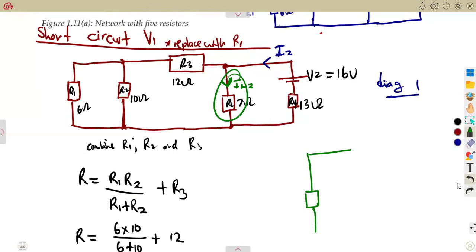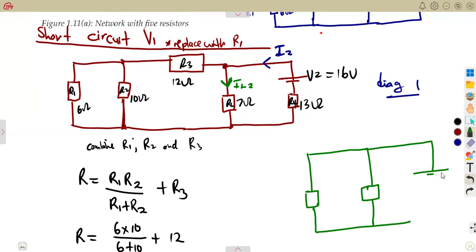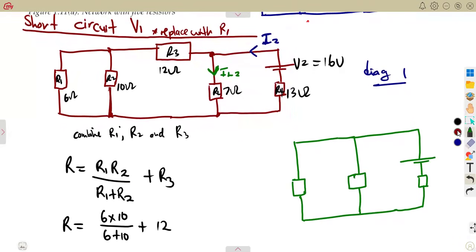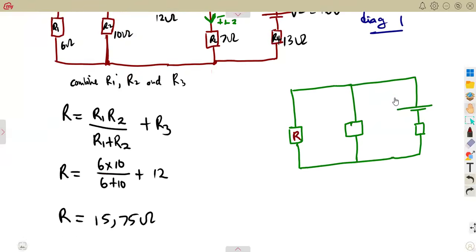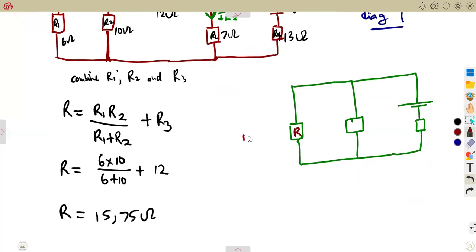Meaning to say we're going to have the load resistor. It's not going to be affected. The load resistor is going to remain connected to the supply, which is our V2, like this. This is what we have to the supply. So guys, the way that you answer there is in your hands. So this is the combination R of those three resistors here, when we combined them. So that is our 15.75 ohms.